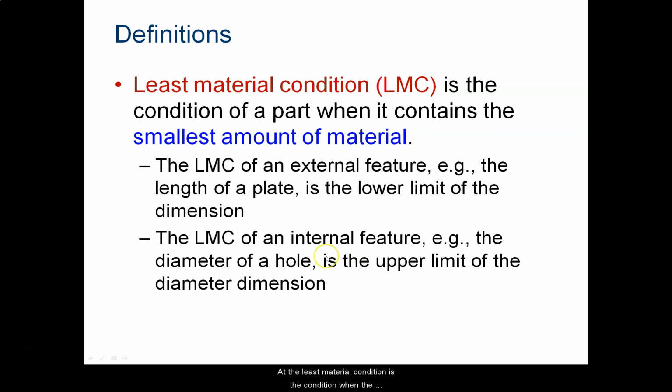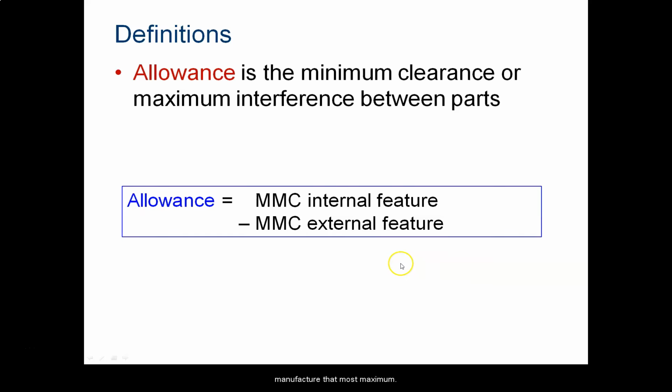The least material condition is the condition when the part contains the smallest amount of material. So if you had it at the lower limits of the dimensions and tolerances, you wouldn't have as much plastic or metal in that material, but you want to manufacture for the maximum.